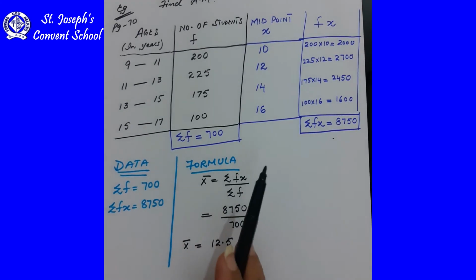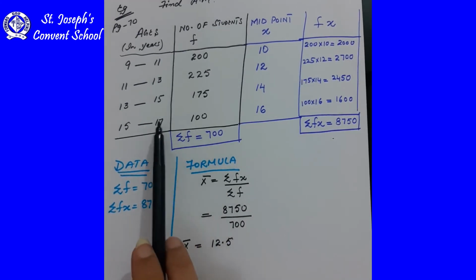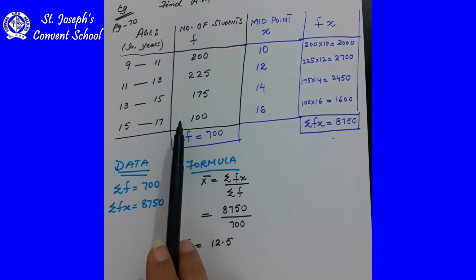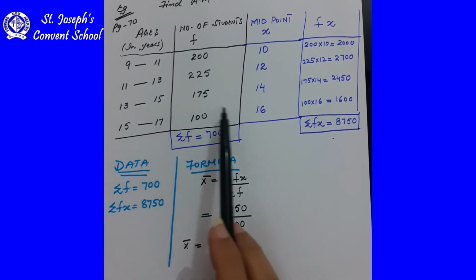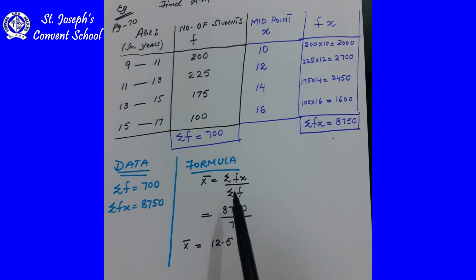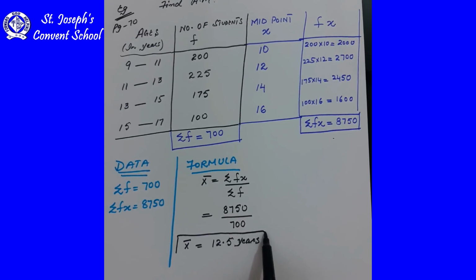So this is the mean and one answer you got. There was a table given, you can see the table is given, so this is known as grouped data. From this table, after applying the formula, you got one single value which represents the whole data, the mean of the whole data. So the average of this age group is 12.5. The mean of this age group is 12.5 years. You will write the units also, in years. So this is the answer.